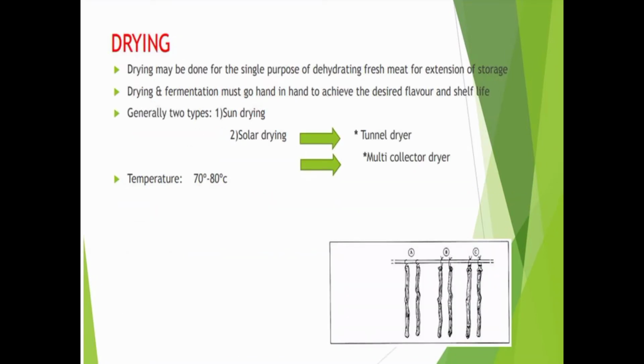Drying. Drying may be done for the single purpose of dehydrating fresh meat for extension of storage. Drying and fermentation must go hand in hand to achieve the desired flavor and shelf life. Generally two types: sun drying and solar drying. We will use a tunnel dryer and multi-collector dryer. The temperature must be 70 to 80 degrees Celsius.